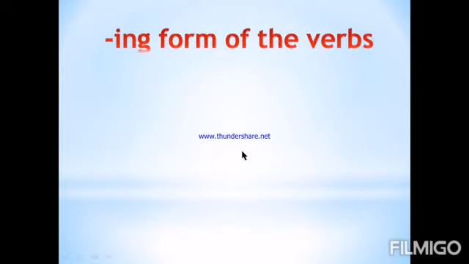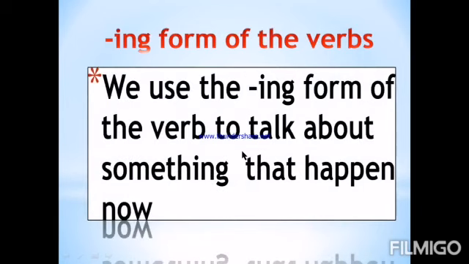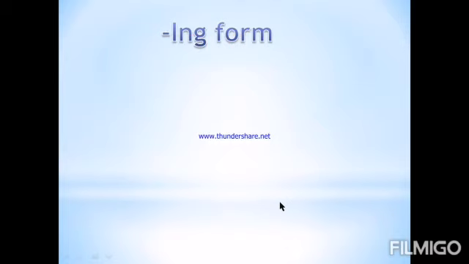Okay, now the ing form of the verbs. What do we mean by the ing form of the verbs? We use the ing form of the verb to talk about something that's happening now. When you want to talk about something happening now or at the time of speaking, we use the ing form of the verb.